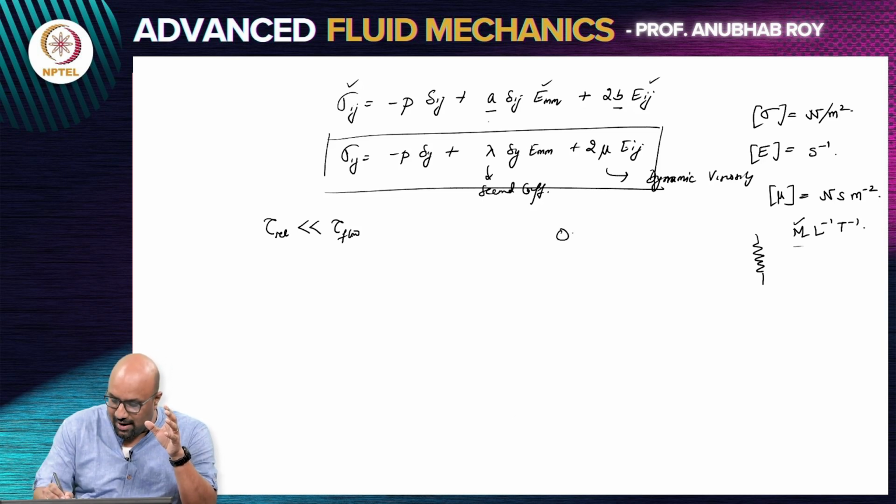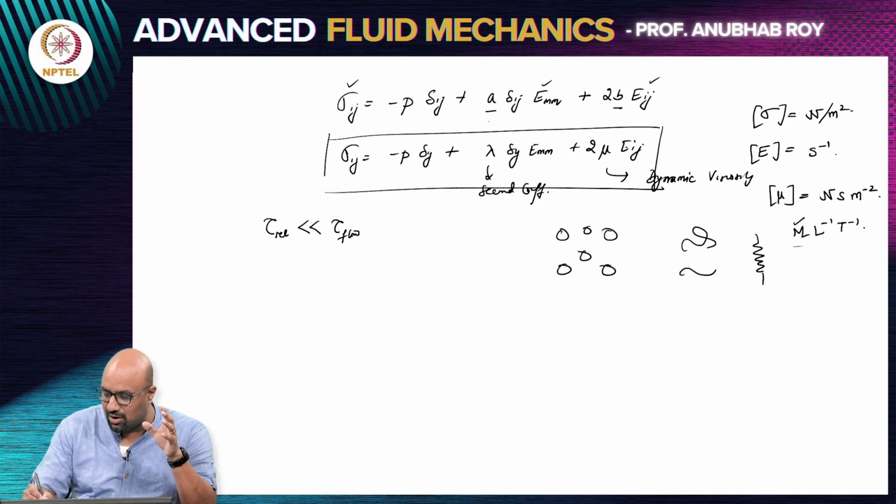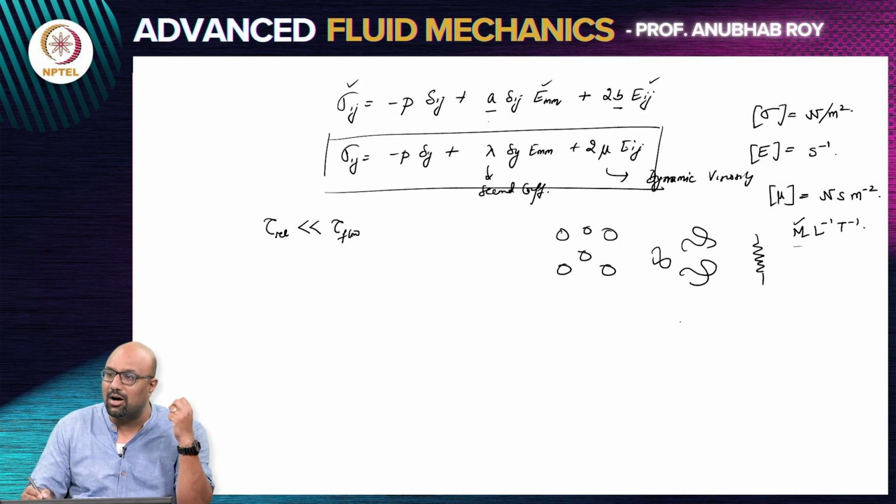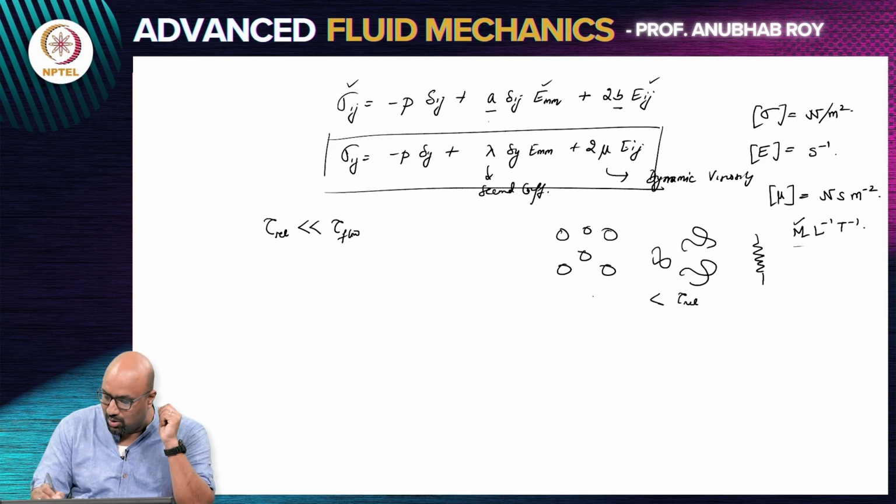So, instead of having a bunch of water molecules, if you have a bunch of polymer chains which make up your fluid, in the case of polymer chains, you can automatically start to envision that the relaxation time scale will start to increase. You stretch them, you let them go, how long does it take for them to come back to their initial unstretched configuration? So, the relaxation time scale here is definitely going to be much larger than the relaxation time scale that you would have for simple liquids.